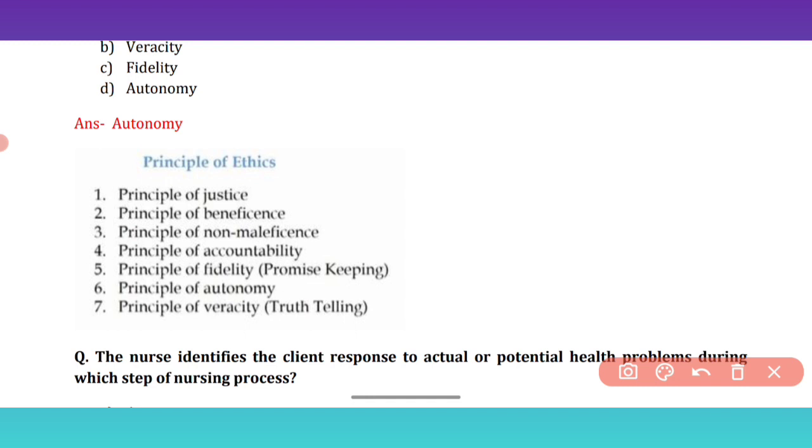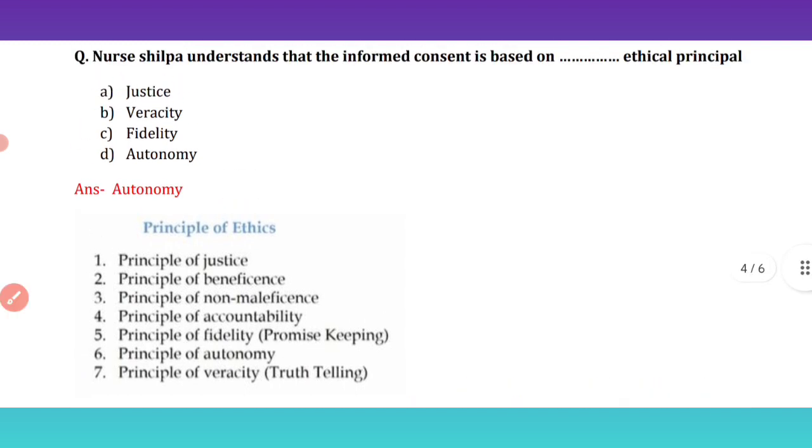Principle of justice means we have to treat all the patients equally. That is called the principle of justice, treating equally. Principle of beneficence means you have to do good to the patient, good deeds for the patient. Non-maleficence means we should not harm the patient. Accountability means we should have the responsibility to take care of the patient. Fidelity means keeping the promises.